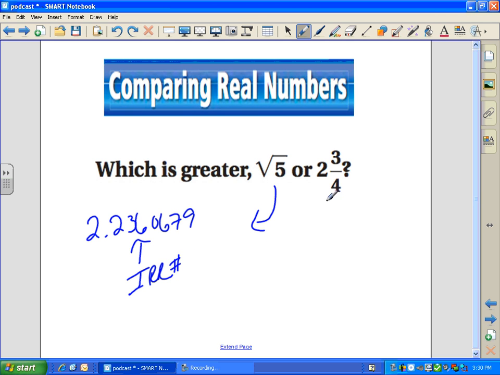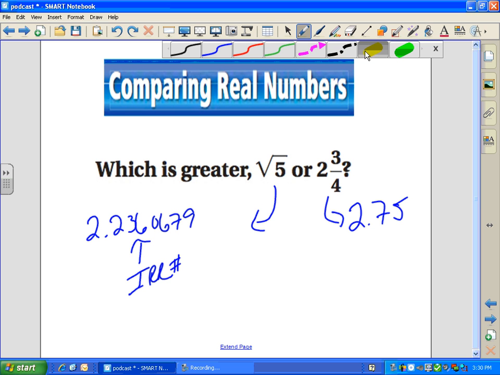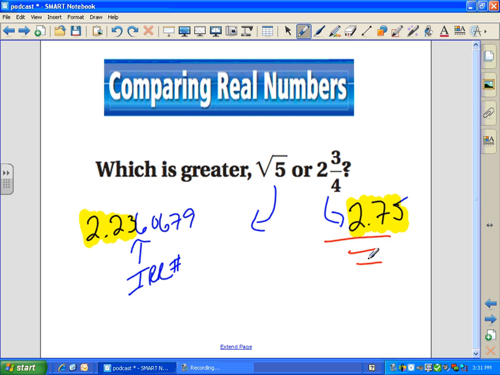I'm going to think of money. I'm going to say 2 3/4 is like $2.75. I'm going to ask myself, which is greater, $2.23 or $2.75? $2.75 is greater. So 2 3/4 is greater than the square root of 5.